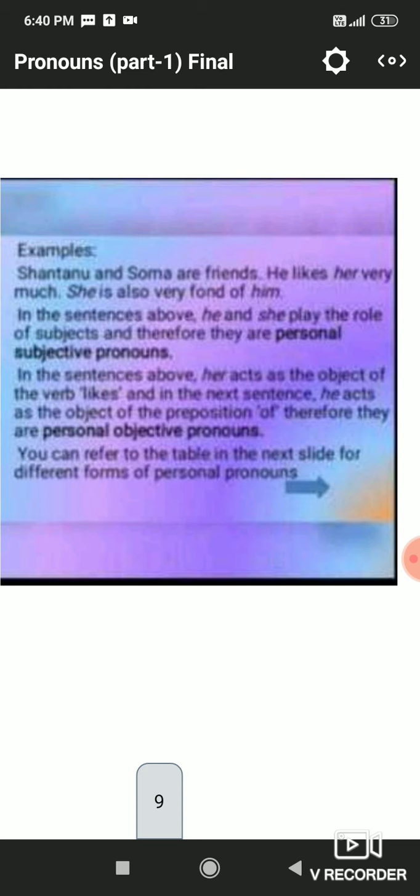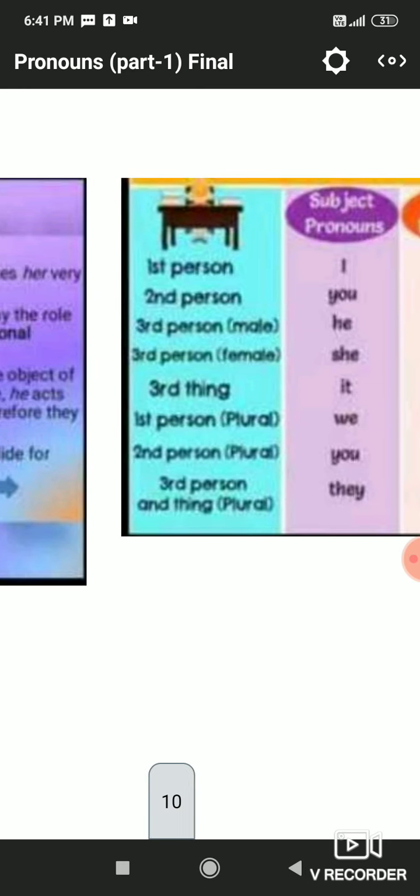Read the example. Shantanu and Soma are friends. Here two nouns are used. He likes her very much. Here he and her are used as pronouns. He is used in the place of the subject, so it is a subjective personal pronoun, and her is used as an object, so it is an objective personal pronoun.